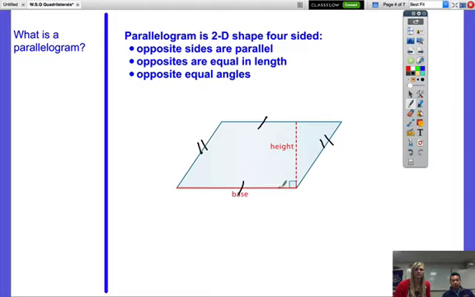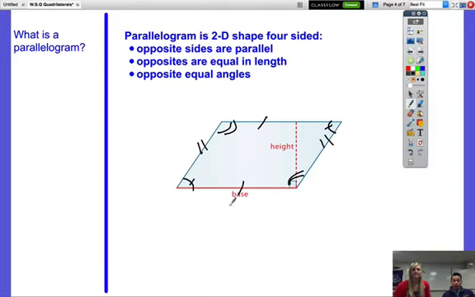Next we have opposite equal angles. So right here, this angle will also be congruent or the same as this angle. And so are these 2 pairs right here. Okay, we just wanted to show you guys what a parallelogram looks like. I would pause the video and write parallelogram, write down these key features about this, definitely draw this.